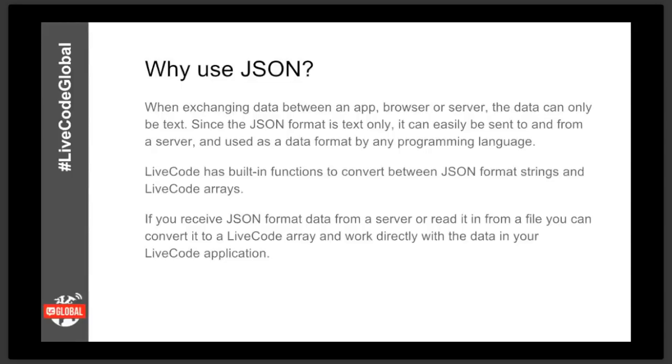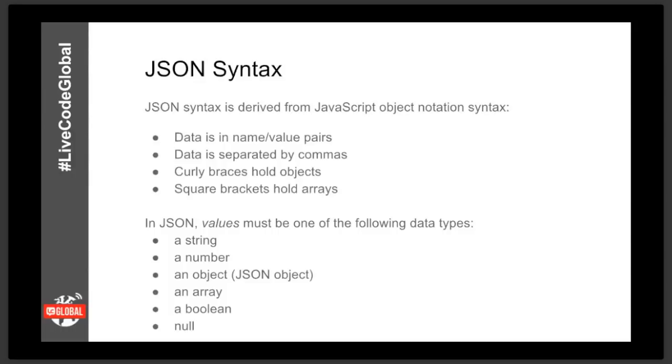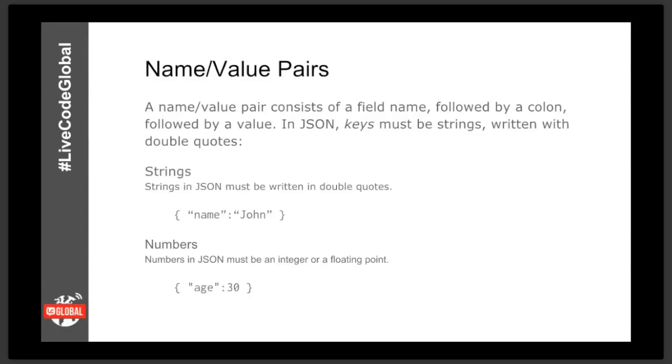So JSON syntax is derived from JavaScript object notation syntax. So it's sets of name value pairs separated by commas. You can use curly braces to hold objects. So an object in a JSON file can also be a JSON object. And you can store arrays using square brackets. So there are six types of data that JSON values can be. They can be strings, numbers, JSON objects, arrays, booleans, or null. So those are the six types of data that you can store in a JSON file.